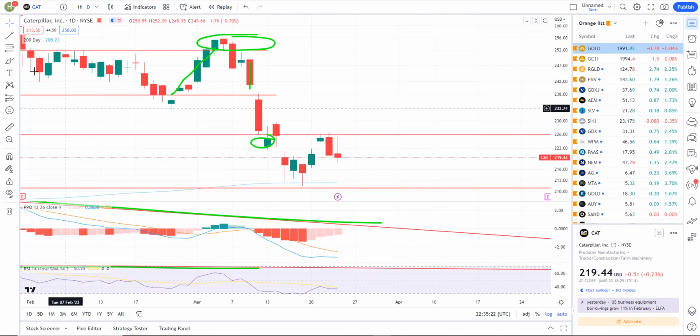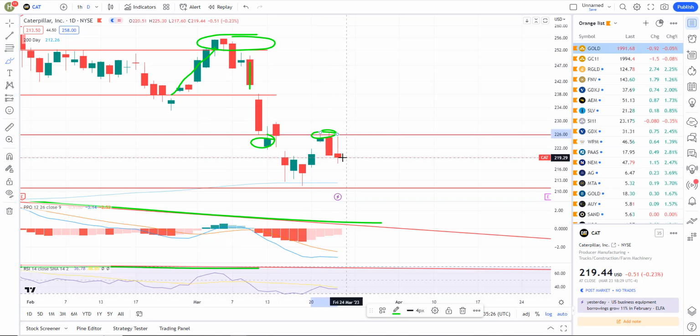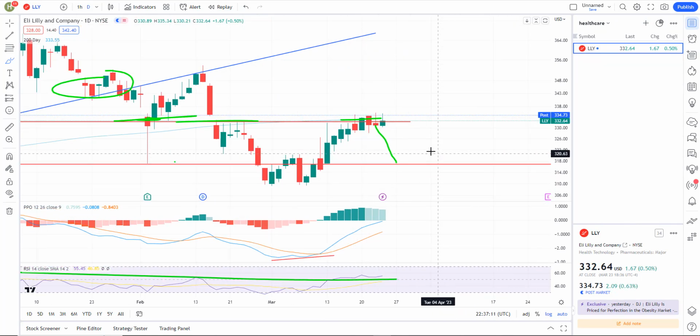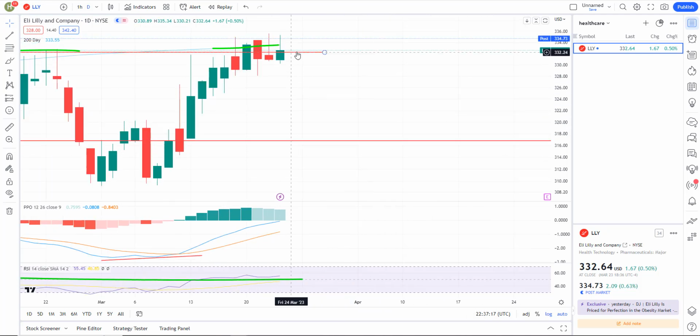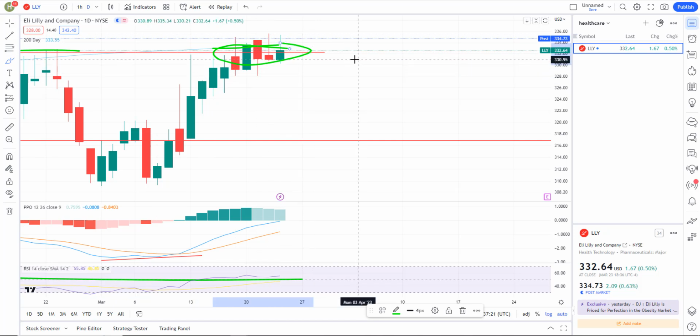CAT, you can see, still getting rejected. Was rejected yesterday at resistance. Sold down today, closing slightly lower. At one point, it was a lot lower, but closing basically still a lower close. So down we go, I believe, on that one. Healthcare, again, just same as yesterday. Just rejected right there at resistance. I mean, this thing's tested it for 5-6 days. Should roll over soon. We're just waiting for it to start to roll over.